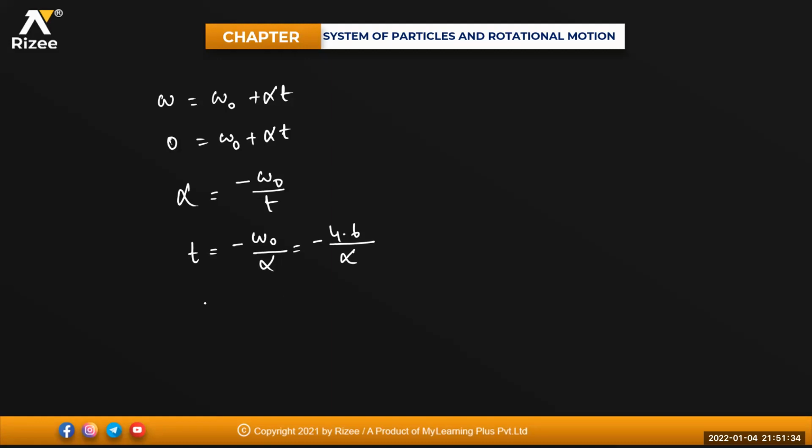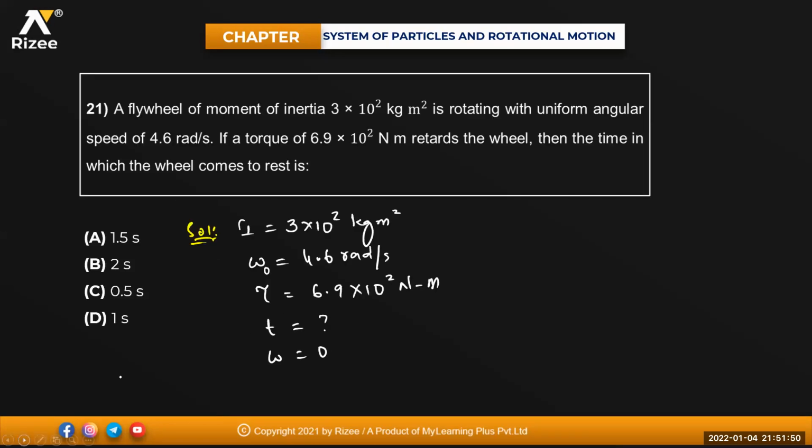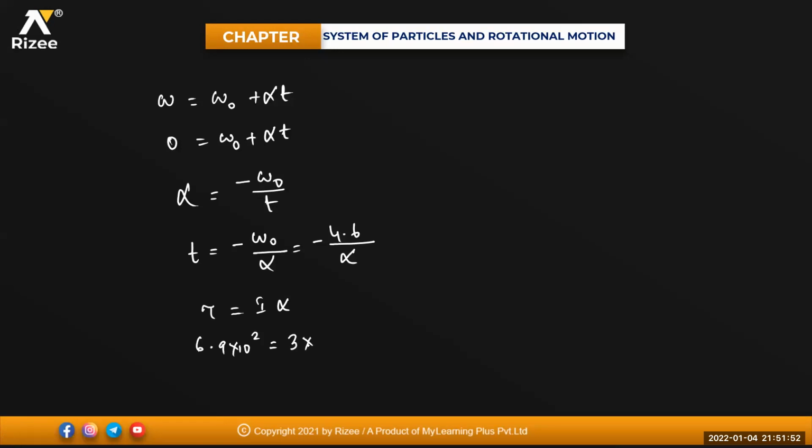Okay, to get the value of t, now I can use the relation of your tau is equals to I into your alpha. So torque acting on that body is given for me 6.9 into 10 to the power of 2. That is equals to your I. Moment of inertia is given for me as 3 into 10 to the power of 2, 3 into 10 to the power of 2 into alpha. Alpha value I can use this one. So it will be equal to your minus of your omega naught divided by your t. Okay. So simplify this one.